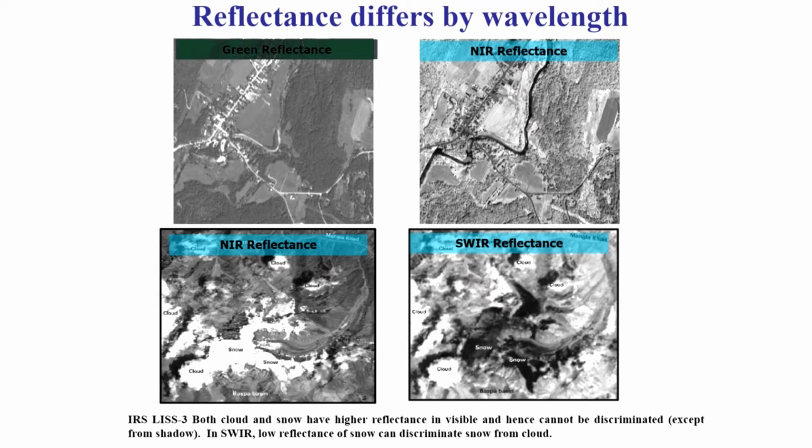This is another example, of a water feature. Not very clear, but in the infrared it becomes clear. This is an example of snow and cloud. Both appear white. But the moment you go to the shortwave infrared, where water absorption is there, snow has water content and absorbs the radiation. Cloud, the radiation cannot penetrate the cloud cover to reach the earth's surface. It reflects from the top itself, so it is white. So optical remote sensing cannot penetrate the cloud cover.